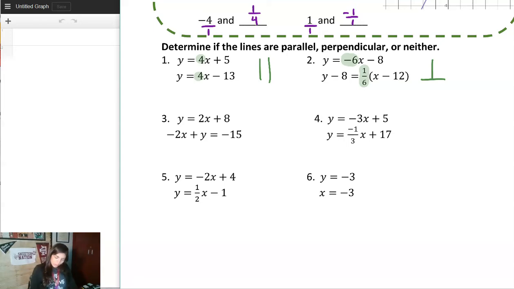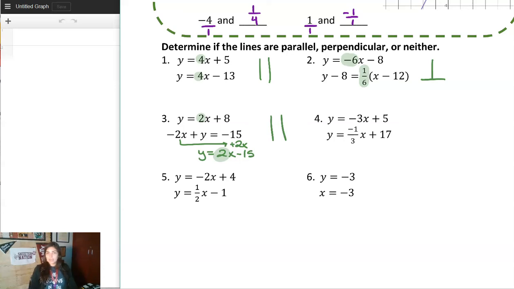Now, if we look at number 3, we can tell the slope of the first part really easy. That slope is 2. Easy. Check. But number 3 is in standard form. We're going to have to solve for y to be able to tell you the slope. So we're going to move the 2x to the other side, it crosses the line, it's going to change the sign. That means my equation is actually y equals 2x minus 15. And therefore, my slope is 2. What is it called when they have the same slope?